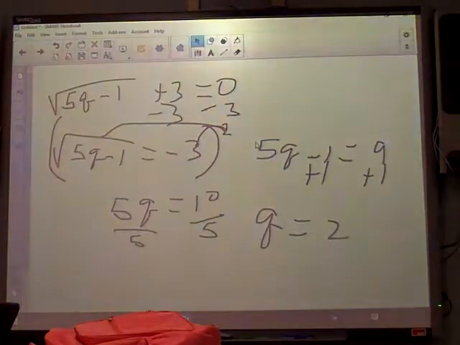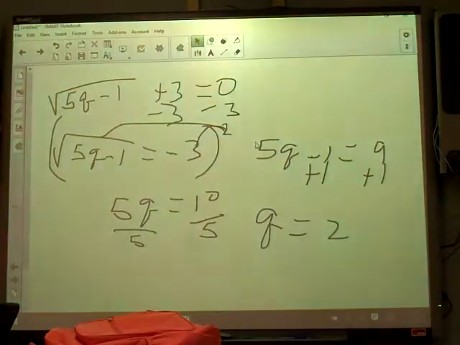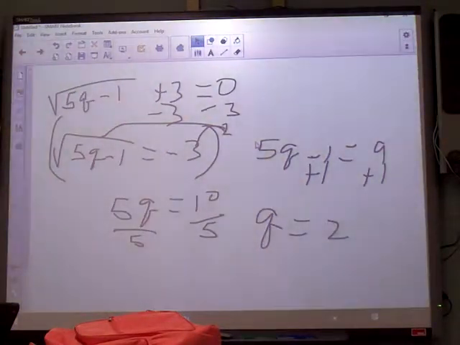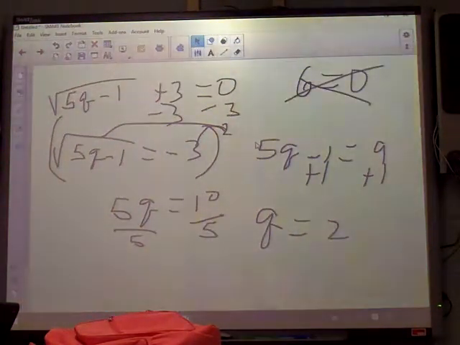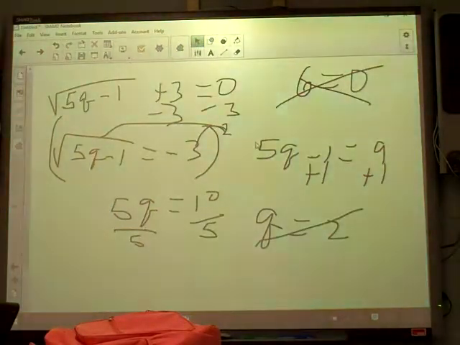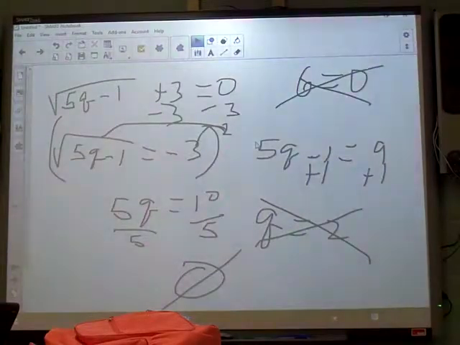Okay, let's check it out. But take it back to the original problem. 5 times 2 is 10. 10 minus 1 is 9. You with me underneath the radical? Square root of 9 is 3. 3 plus 3 is 6. So it says 6 equals 0. Whoa, 6 does not equal 0. Q equals 2 then made it a false statement, so this thing has no solution.